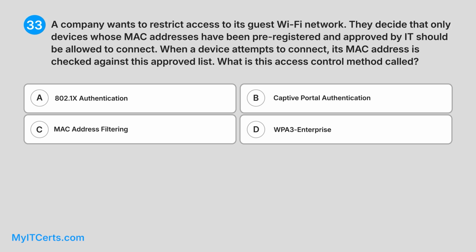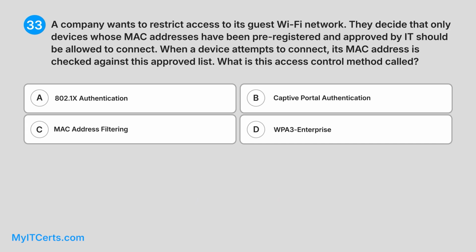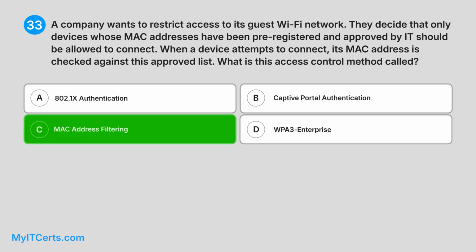A. 802.1X authentication. B. Captive portal authentication. C. MAC address filtering. D. WPA3 Enterprise. Can you guess the answer? Correct answer: C. MAC address filtering.